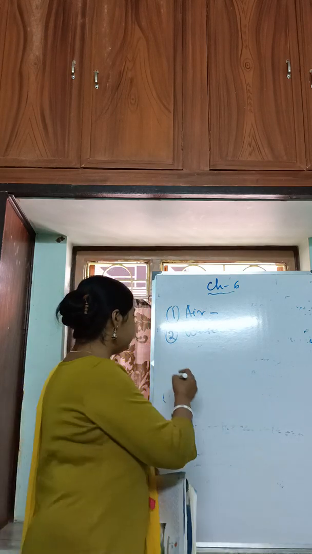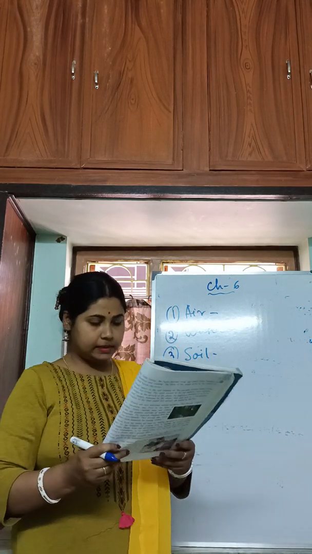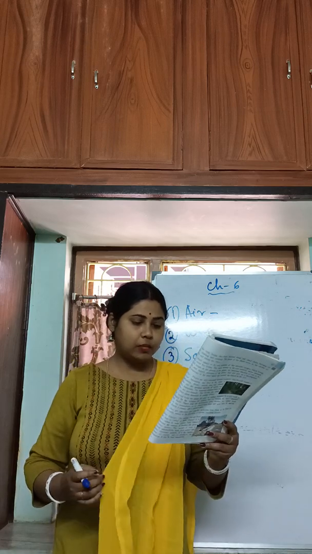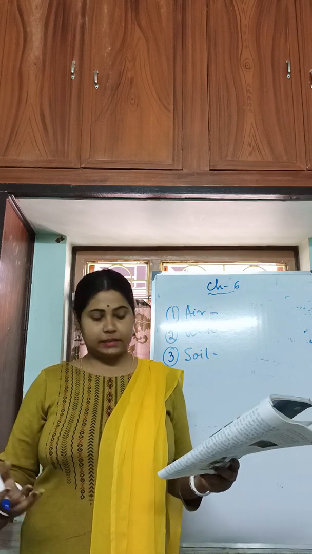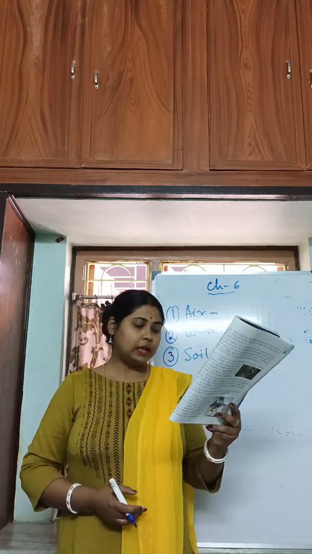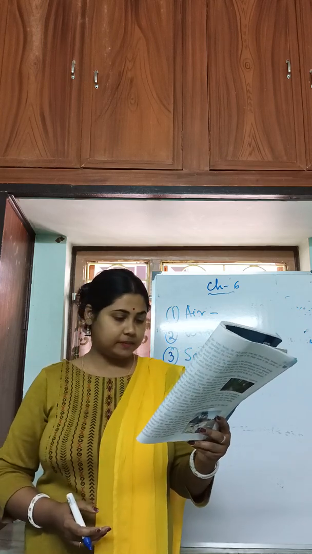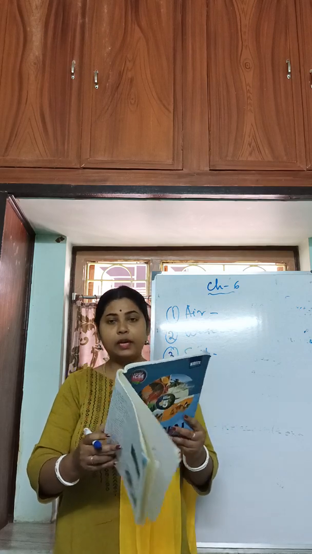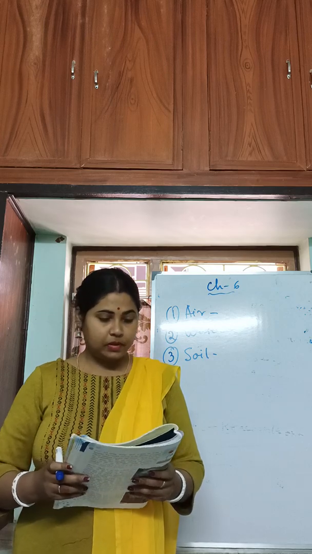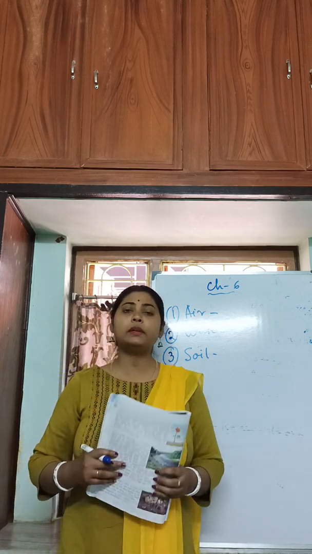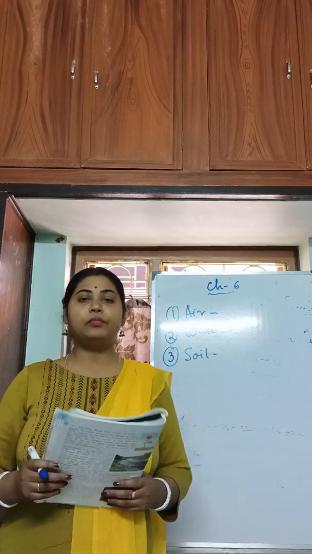Next is soil. Soil is also very important. Plants draw water and minerals from the soil, so without soil there will be no growth of plants. Soil is also home to many small animals like worms and microorganisms. Soil is composed of rocky particles and is formed by weathering of rocks. Without soil there will be no growth of plants and we will not have any food.